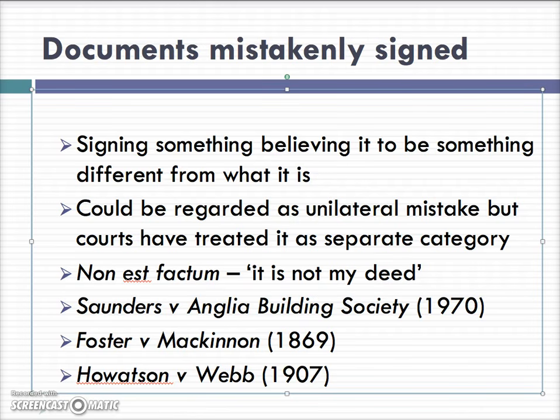Saunders and Anglia Building Society: an old lady, Mrs. Galley, wanted to pass her property to her nephew. Her nephew brought in a friend who was going to help with the paperwork. Unbeknownst to Mrs. Galley as well as the nephew, this friend was basically a crook who made Mrs. Galley sign a form which gave the nephew the right to mortgage the property. The friend defaulted on the mortgage and the bank claimed the property. By the time this matter came to court, Mrs. Galley had died, so she was represented by executor Saunders.